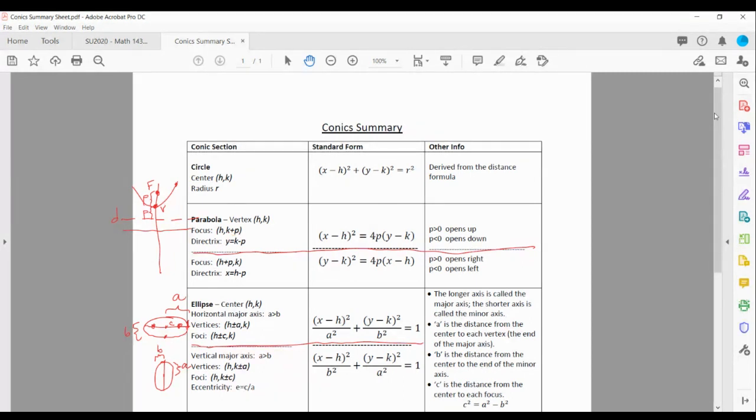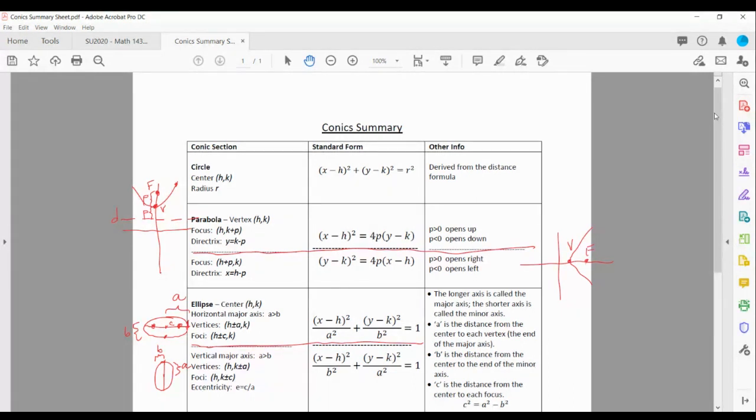Now, if this thing had opened left and right, let me draw one of those. We still have our vertex. The focus is still inside the cup. Notice those share a k value, but we're actually adding to the x value to get to the focus, and that's why here you add p to your h value.